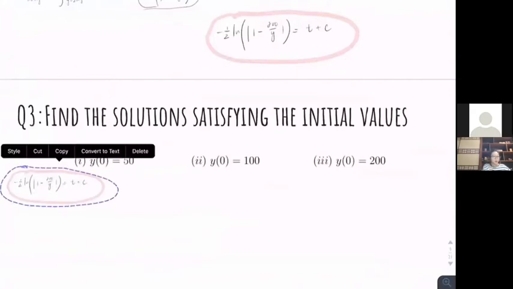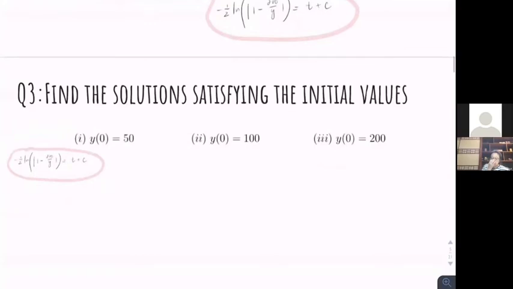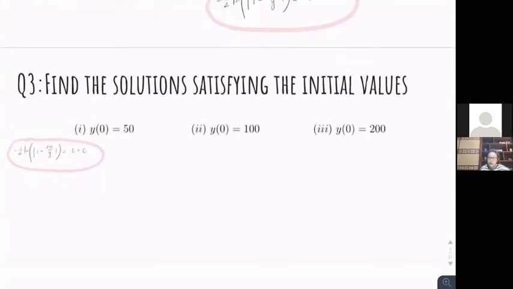Question 3, we're going to find the general solution, the solution satisfying the initial values. In these 3 cases, I'm just plugging in y of 0, which means t is 0 in all 3 cases. In the first case, y is equal to 50. In the second case, y is equal to 100, and in the last one, y is equal to 200.